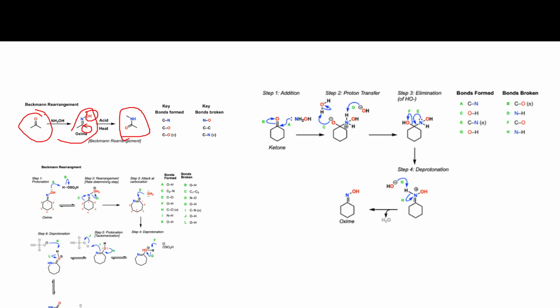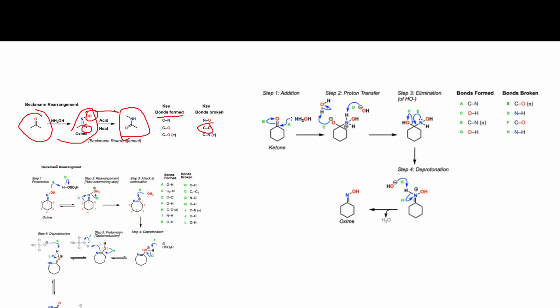What we find out is which key bonds are formed in this reaction: the CN bond, a CO sigma bond and a CO pi bond. Key bonds broken: the NO bond, the CC bond, and the CN pi bond, that double bond is broken. So how is this reaction going on? In the Beckmann rearrangement, step one is the protonation step. So first step is the protonation step.